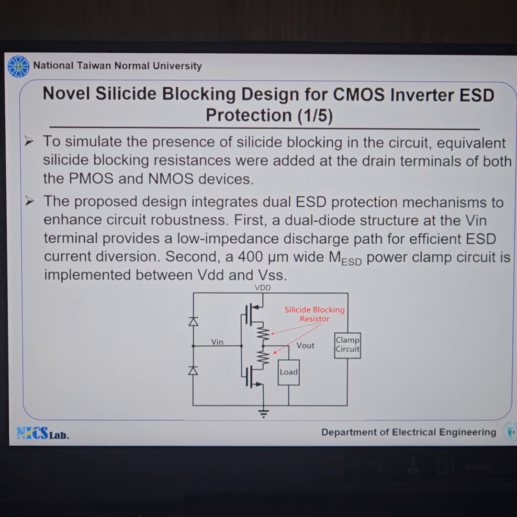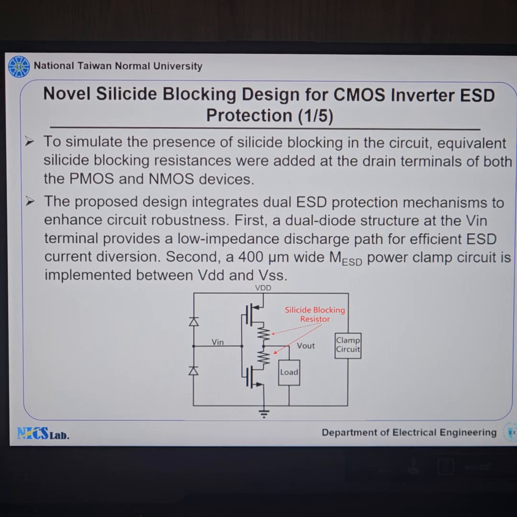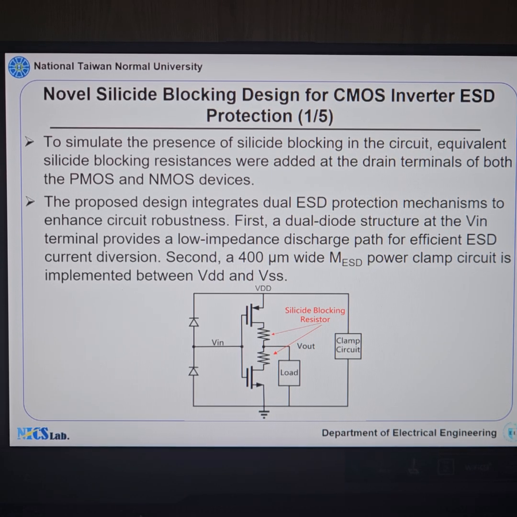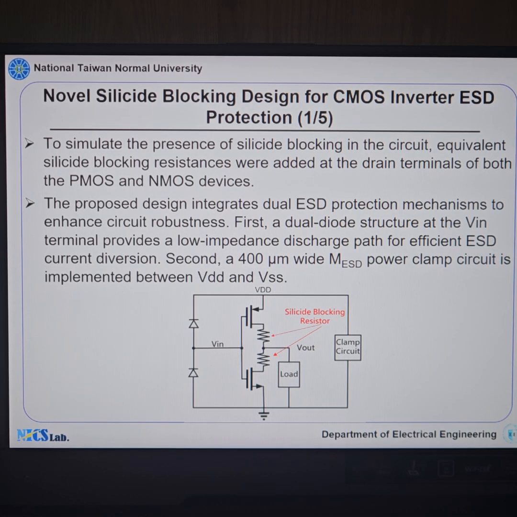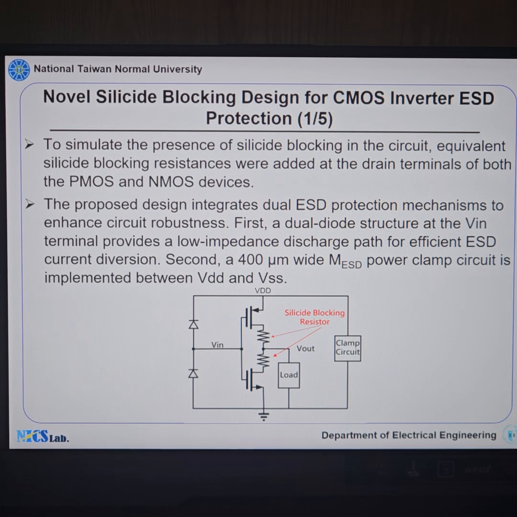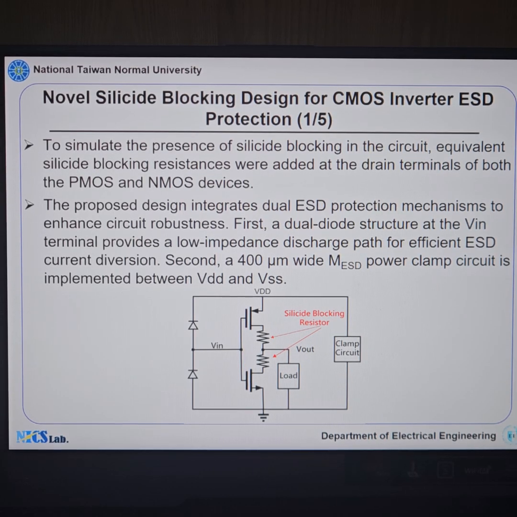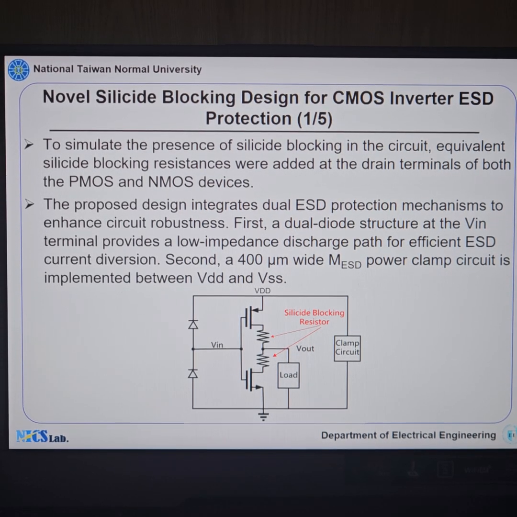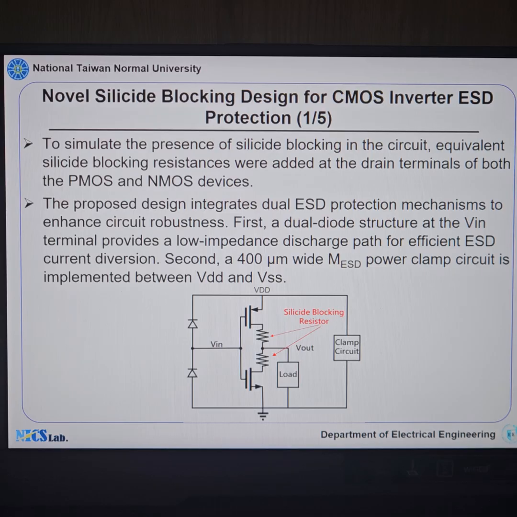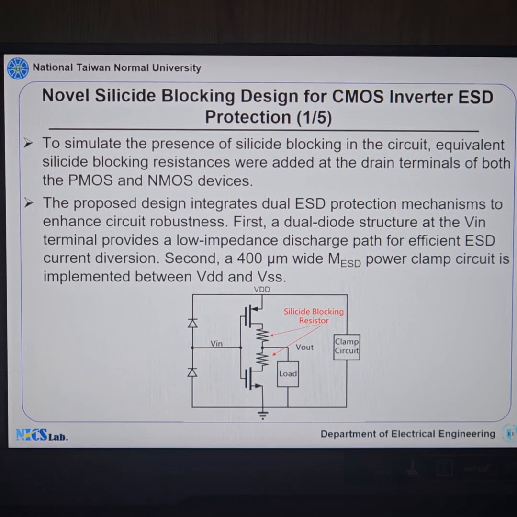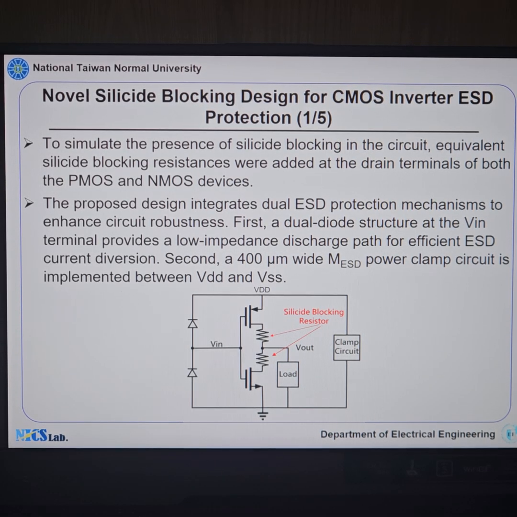To simulate the presence of silicide blocking in the circuit, equivalent silicide blocking resistance will act at the drain terminals of both the PMOS and NMOS devices. The proposed design integrates a dual ESD protection mechanism to enhance circuit robustness. First, a dual-diode structure at the input terminal provides low impedance discharge paths to efficiently direct ESD current. Second, a 400 micrometer wide ESD power clamp circuit is implemented between VDD and VSS.